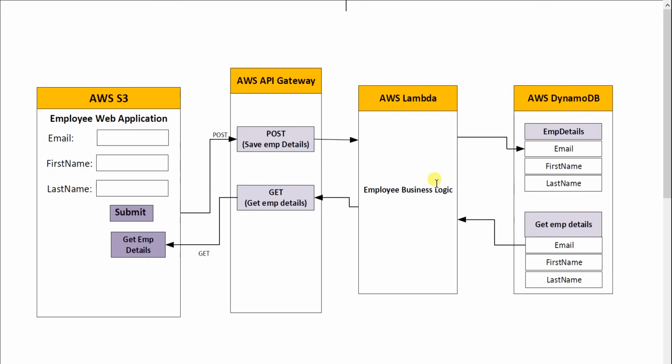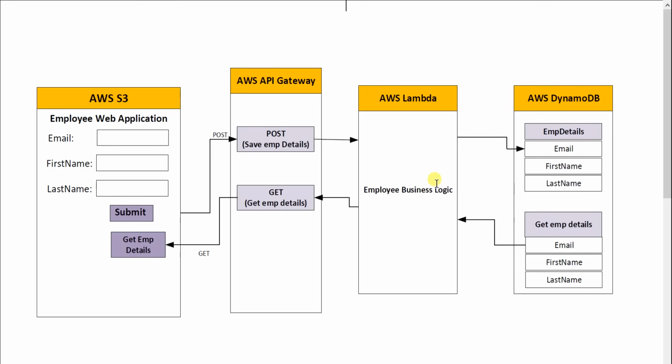From API Gateway we'll make a trigger to AWS Lambda. AWS Lambda is the actual serverless function. That is where we are going to run our business logic. Lambda is basically an event-based function, which means it needs an event to trigger it. API Gateway is one of the triggers for Lambda to execute. For example, when a user clicks the submit button, it will call the POST API that will trigger the Lambda function.